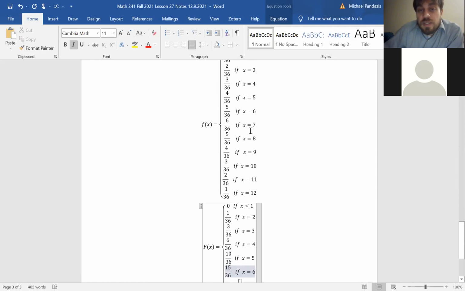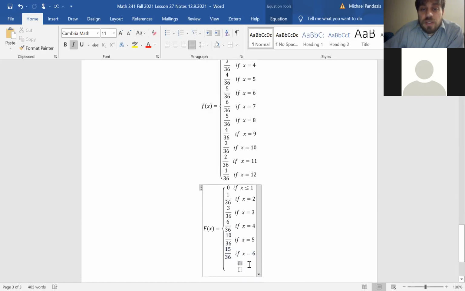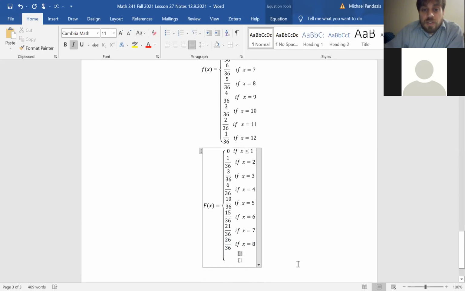So now if x is 7, x at most 6, right? Now adding the next value, you have another 6 over 36. That's 21 divided by 36 if little x is 7. And so now for x equals 8, you have another 5 over 36. That's 26 divided by 36 if x equals 8. For x equals 9, you have another 4 over 36. This is 30 over 36 if x is 9.